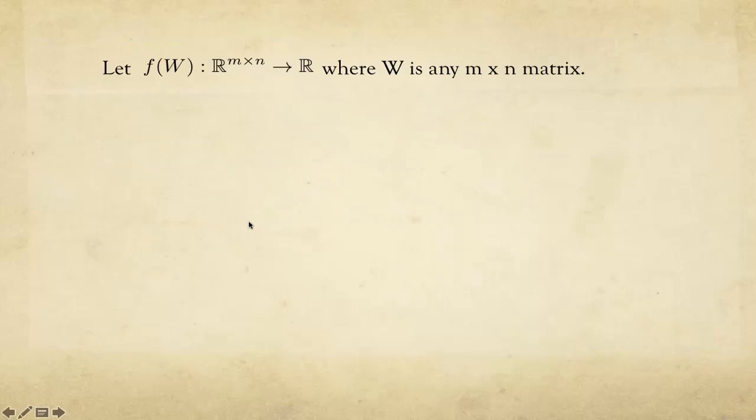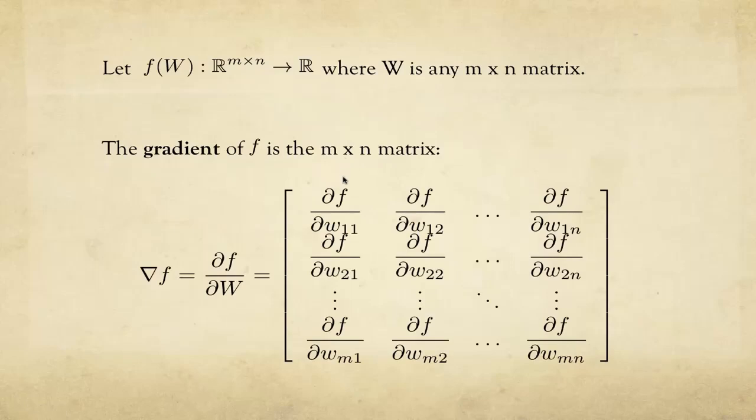Now, if you have a function that takes matrices, as we saw in lecture 2, and outputs a real number, where W is an m by n matrix, then the gradient of f is an m by n matrix. So it has the same interpretation. It's still the direction of largest increase, and this is now a matrix. It's no longer a vector, it's a matrix.